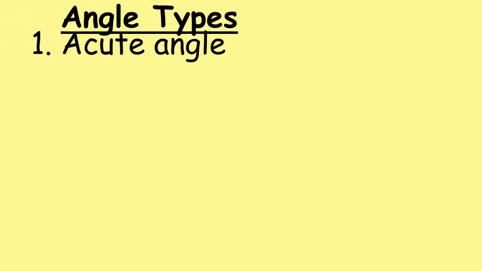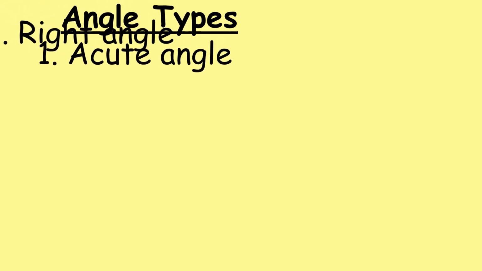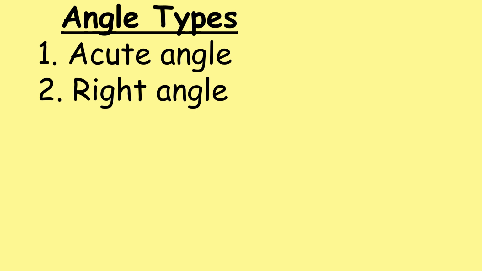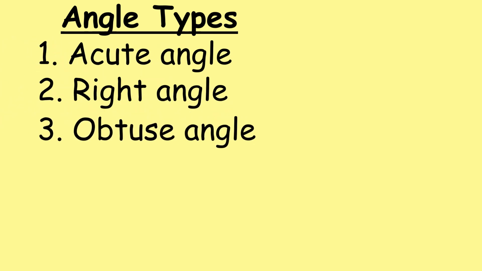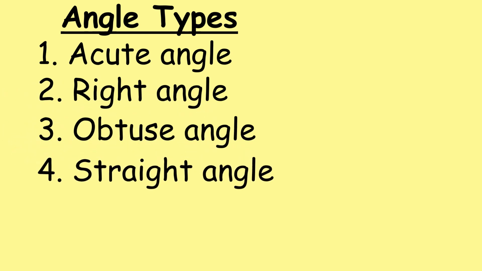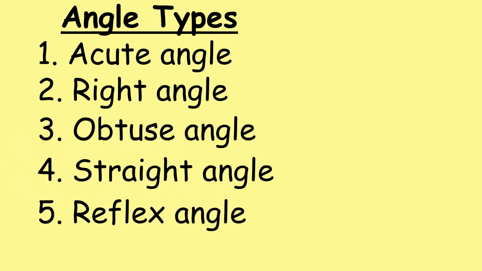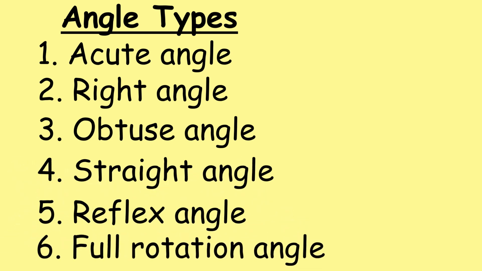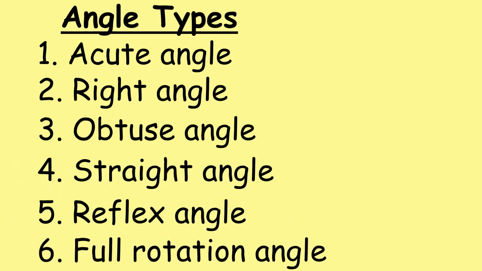So what are the angle types? You have an acute angle, you have a right angle, sometimes it's called a perpendicular angle, you have an obtuse angle, you have a straight line angle, you have a reflex angle, and you also have a full rotation angle.